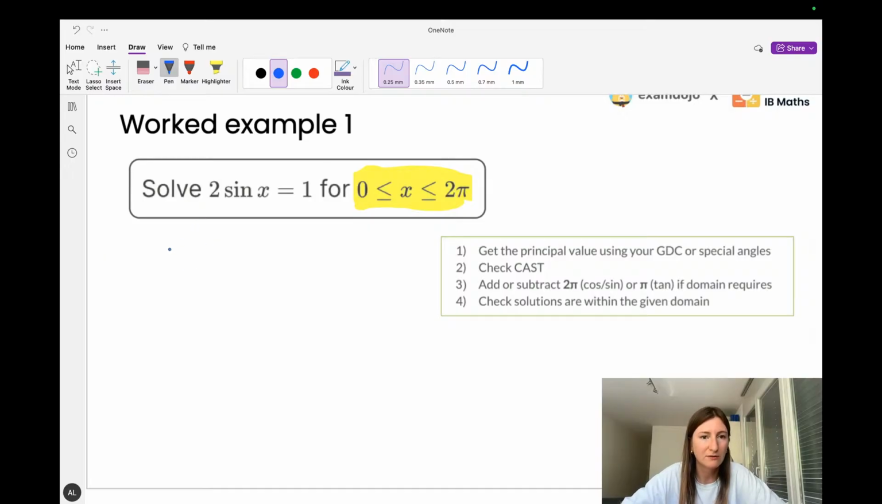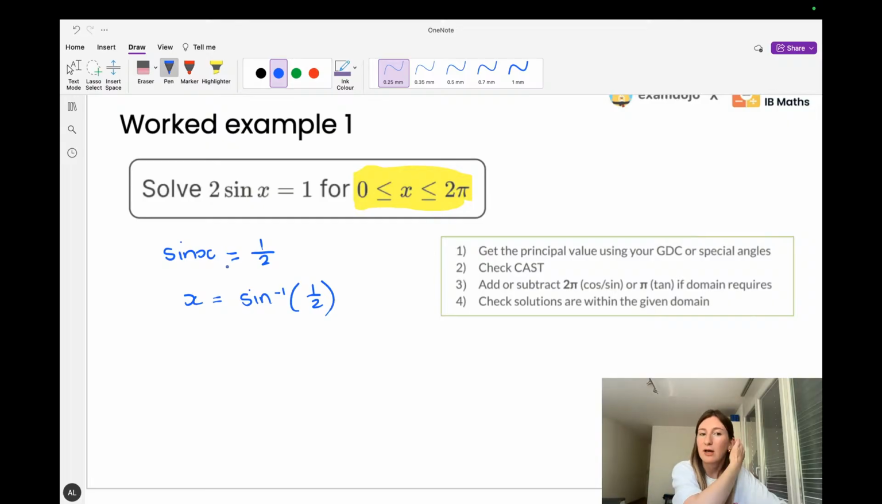So to get in terms of sine x, we're going to divide by 2 on both sides. So we get sine x equals a half. All right, and now we can find our principal value. Let's do that. So we want to apply x equals sine minus 1 of a half on our GDC, or we can do it ourselves. So when does sine x equal a half?